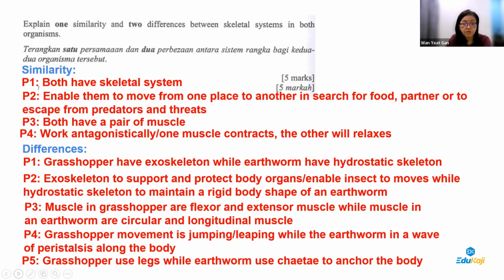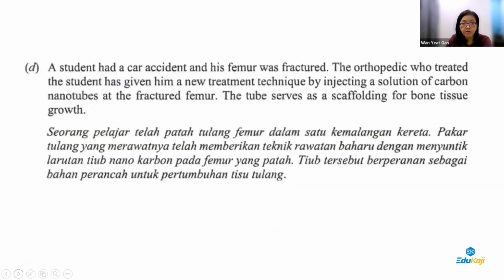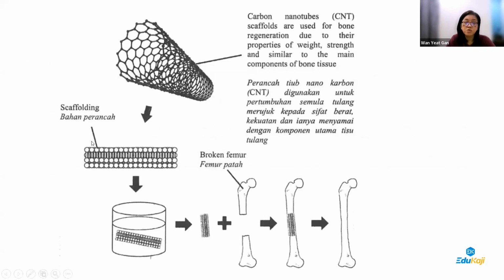So they anchor to the soil by using their kite. A student had a car accident and his femur was fractured. The orthopedic who treated the student had given him a new treatment technique by injecting a solution of carbon nanotubes at the fractured femur. The tubes serve as a scaffolding for the body tissue to grow. So this is how they use the carbon nanotubes as a scaffolding for the bone regeneration.